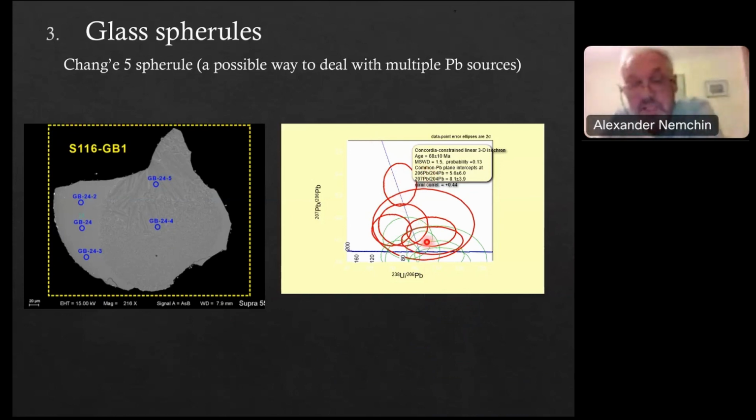Red ellipses are uncorrected data. Green ellipses are projected along the line. The age is 68 plus or minus 10. And well, okay, within the errors, common lead appears to be terrestrial. And I will stop on that.